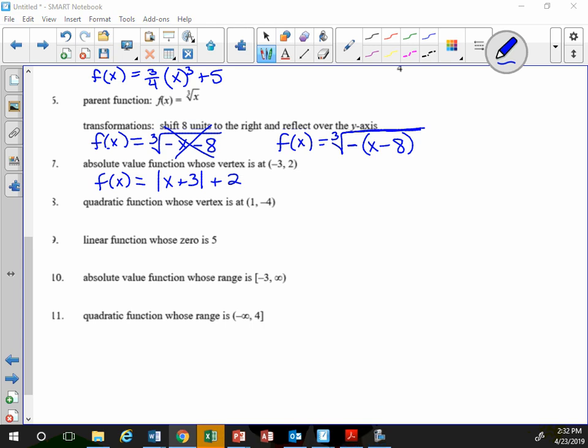What do you do for one graph? Have x squared. For which one? Quadratic, yeah, that's x squared.